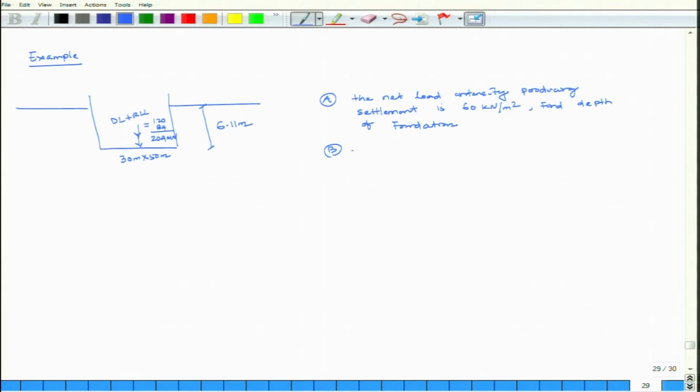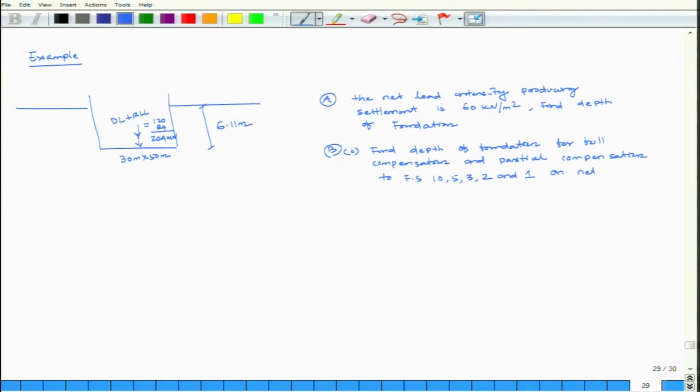For full compensation, there are two parts in B. Find the depth of foundation for full compensation and partial compensation to a factor of safety of 10, 5, 3, 2 and 1 on net ultimate bearing capacity.